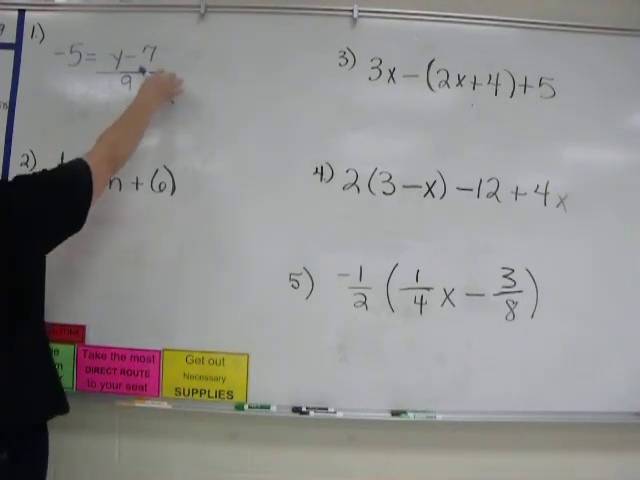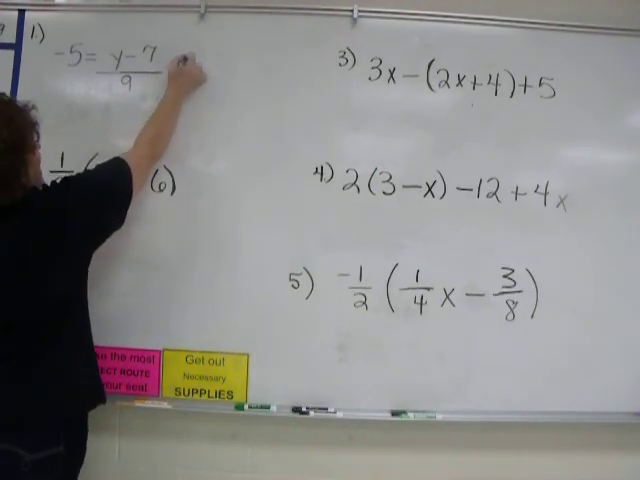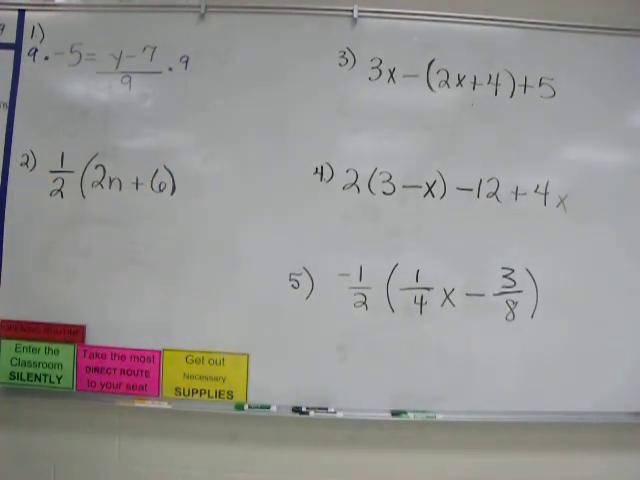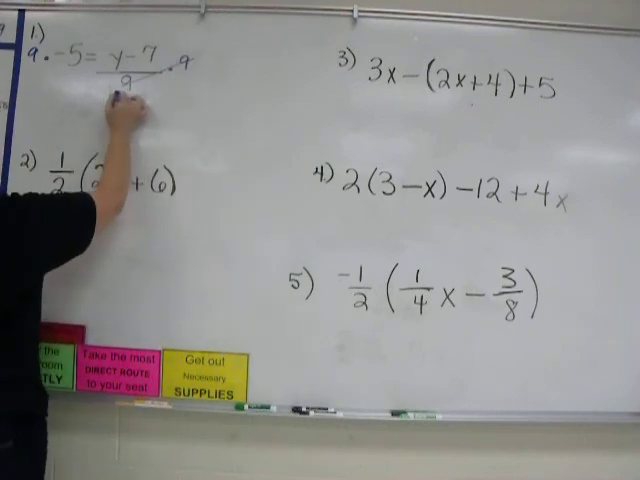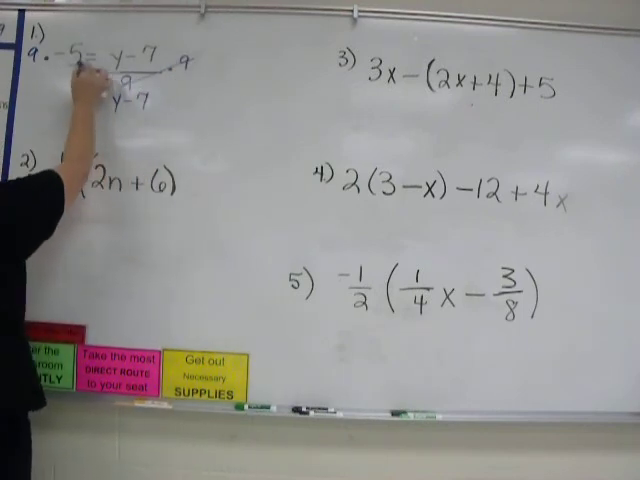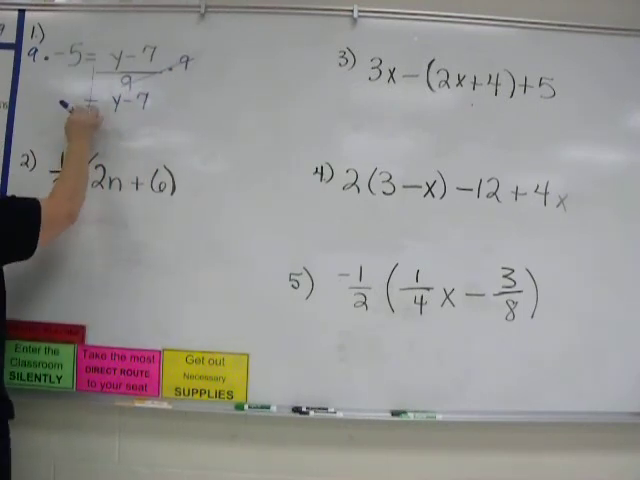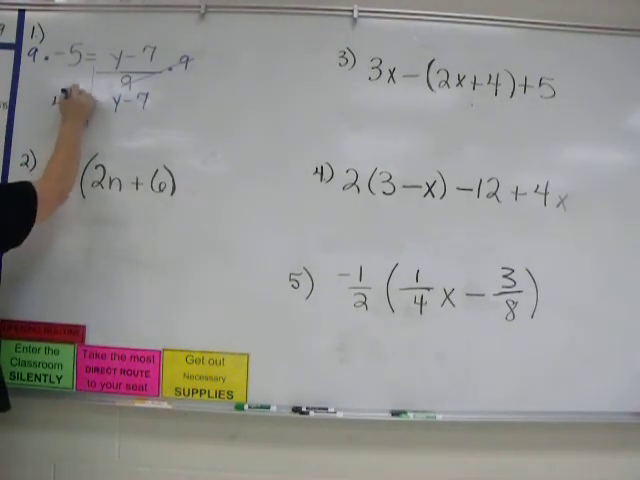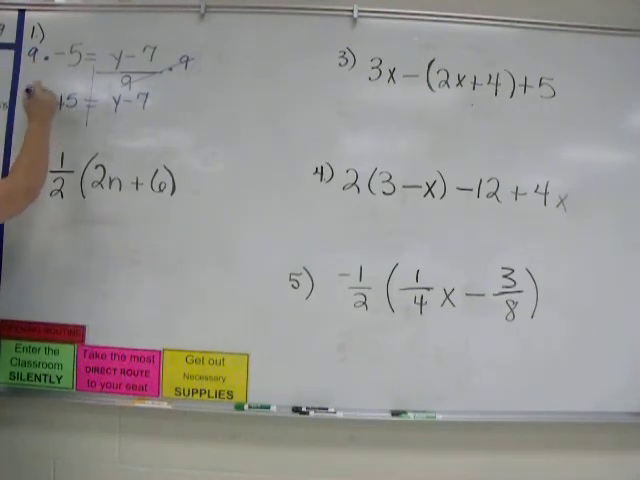So if it's been divided by 9, the opposite of divide is multiply. We're going to multiply both sides by 9. That reduces down, and we're left with y minus 7 on this side. Now remember, this is where the center of our balance is. 9 times 5 is 45, and because there's different signs, it's negative 45.